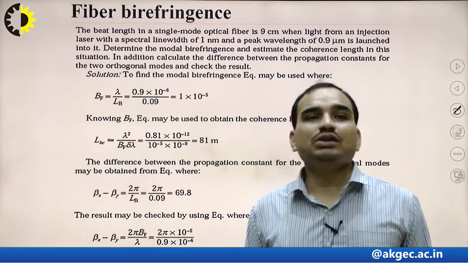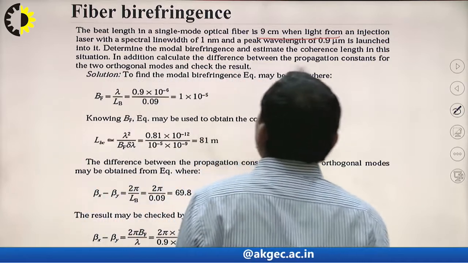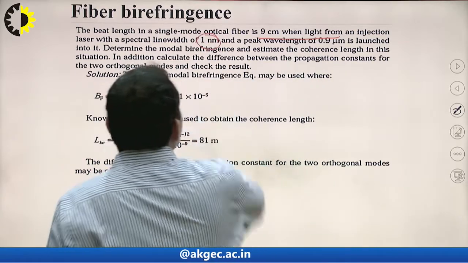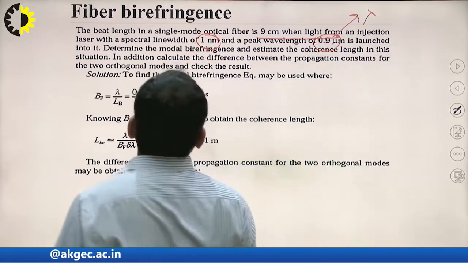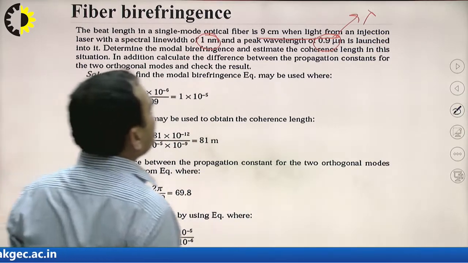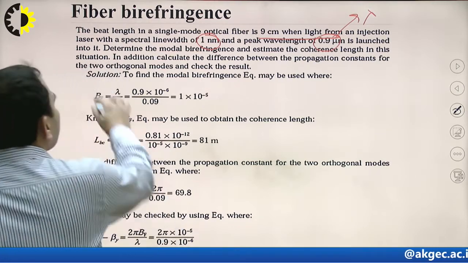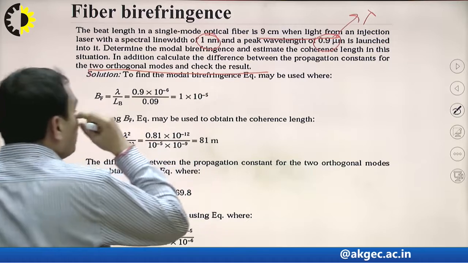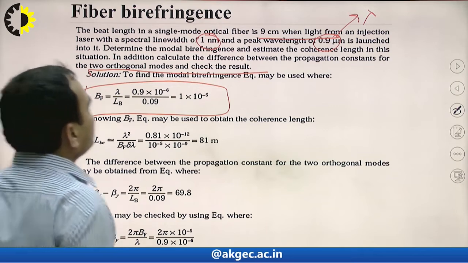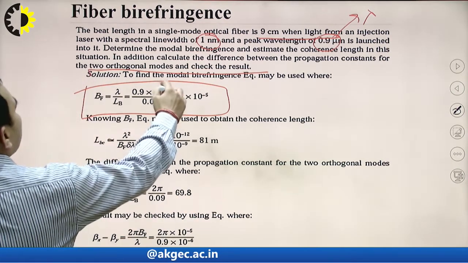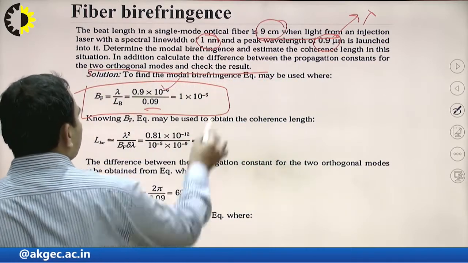Let's discuss one numerical based on the fiber birefringence. The beat length in a single mode fiber is given as 9 centimeters, and the light from an injection laser with a spectral line width of 1 nanometer and peak wavelength lambda is launched into it. Determine the modal birefringence and estimate the coherence length in this situation, in addition to calculating the difference in the propagation constant for the two orthogonal modes and checking the result. So find the modal birefringence. We have Bf given by lambda by Lb, where lambda is 0.9 micrometer and the beat length is 9 centimeters, that is 0.09 meter, so we are getting 1 into 10 to the power minus 5.